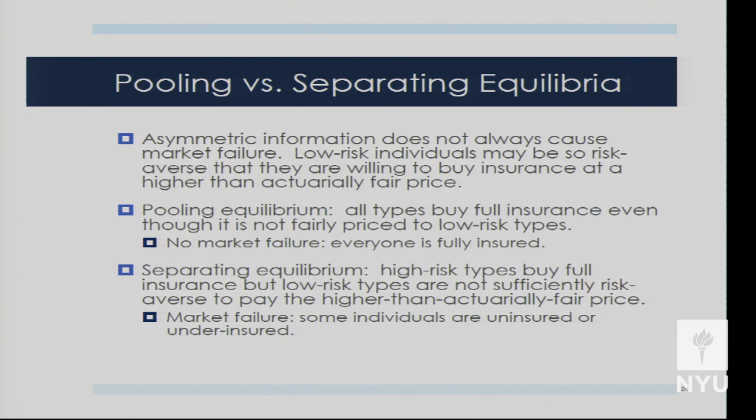Any situation where some people lack insurance and would want insurance, or are not fully insured, is a market failure because there's product not being supplied because of asymmetric information. The source of that market failure is asymmetric information. Why is it a source of market failure?